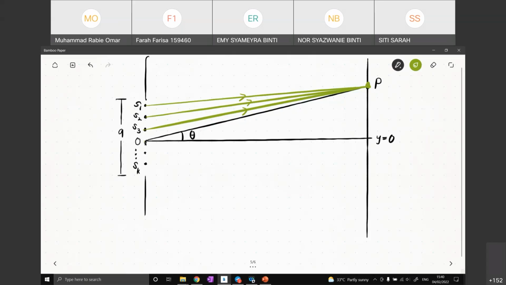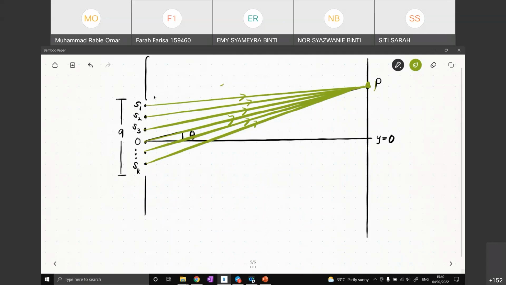So now another light ray here to here, here to here, here to here. So each of the light rays here will be contributing to the intensity of light at this particular point.